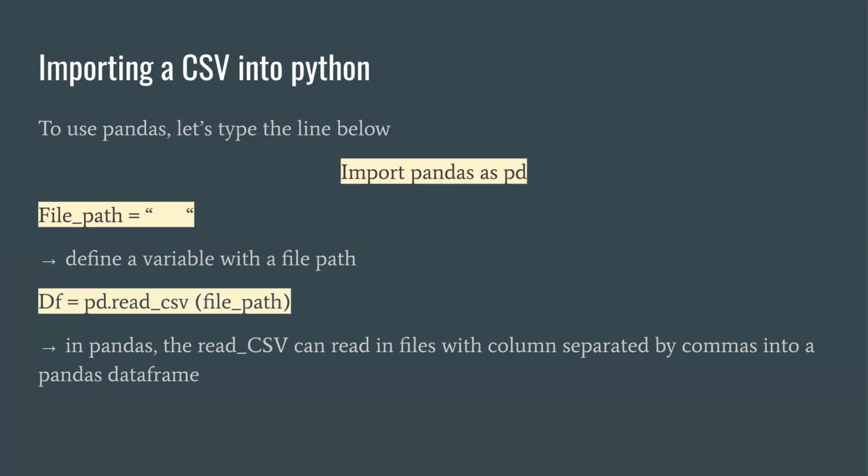So if you're interested in importing a CSV into Python, you would want to first import pandas as pd and define a variable with a file path, and then use the read CSV method, which can read in files with comma-separated columns into a pandas data frame.